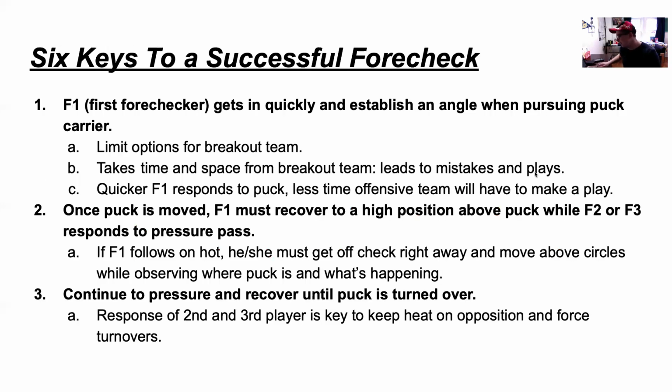So, 6 keys to a successful forecheck. Number 1 is F1: the first forechecker gets in quickly and establishes an angle when pursuing the puck carrier. This limits options for the breakout team. There's no room to move. It takes time and space from the breakout team, and this leads to mistakes, especially turnovers. The quicker F1 responds to the puck, the less time the offensive team will have to make a play. So we have to be quick, and if we use quickness, they're not going to have enough time to move the puck up the ice.